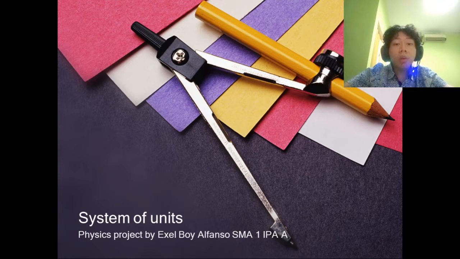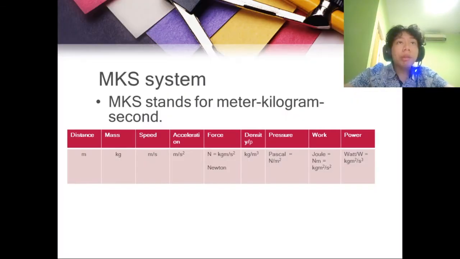Today in this video, I will talk about system of units. The first system is MKS system. MKS stands for meter kilogram second. And here's the table of units for the MKS system.